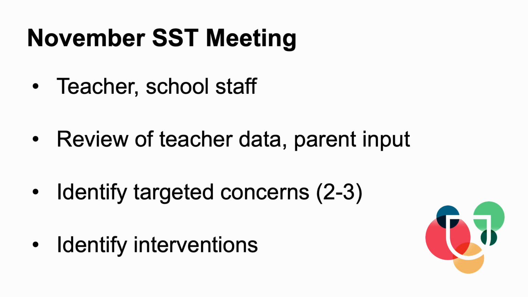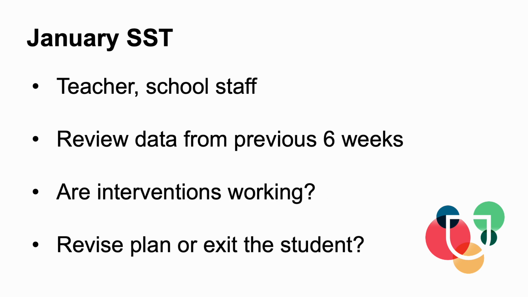Following the meeting, the teacher and/or school staff begins to implement the interventions and data is collected to determine how they are progressing. This occurs for a period of approximately 6 weeks. In January, the SST coordinator schedules a meeting to review student progress based on the intervention plan. Invited participants will include the same team from the November SST meeting. The team reviews the original concerns and the data compiled during the 6 weeks of intervention. The discussion focuses on whether the interventions are working.